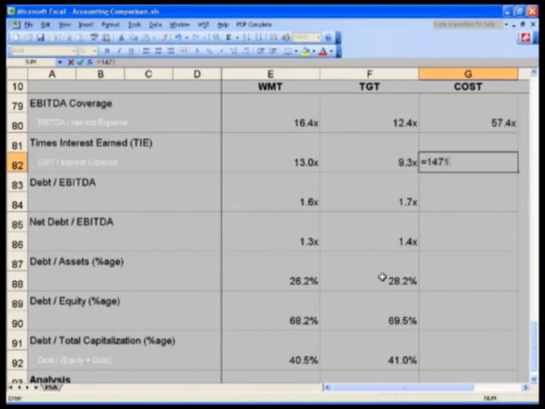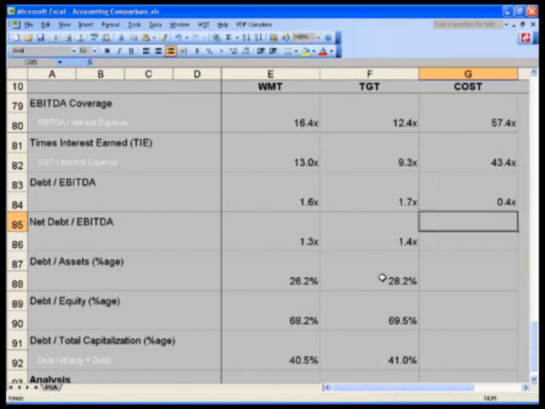Let's take a look at what Costco says. Costco's EBITDA coverage equals 1952 divided by $34, 57.4 times. If you were to use actual full precision on our numbers, you would get a slightly different number, but that's okay due to rounding. Times interest earned equals my EBIT of 1474 divided by the same $34. 1474 divided by 34, almost got you there, 43.4 times. Debt to EBITDA simply equals 827 of debt divided by 1952 for my EBITDA, 0.4 times.